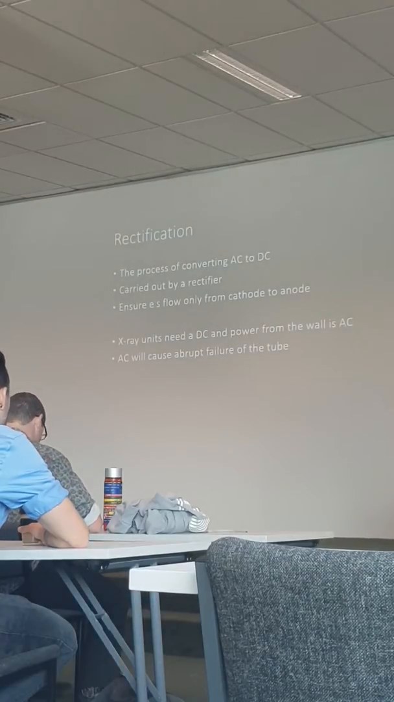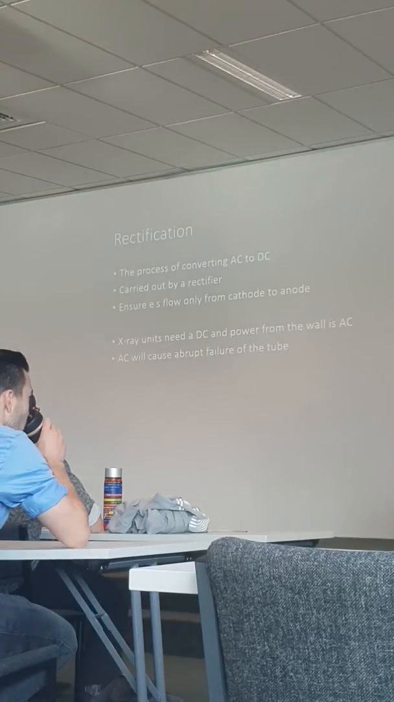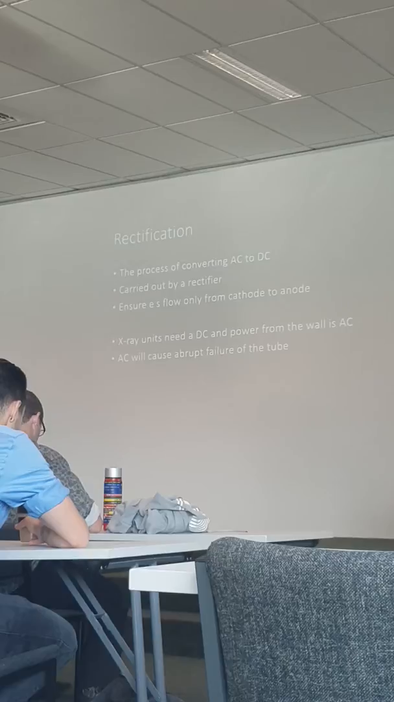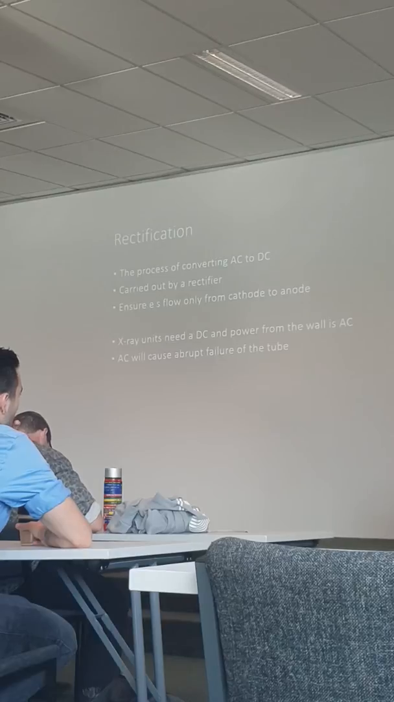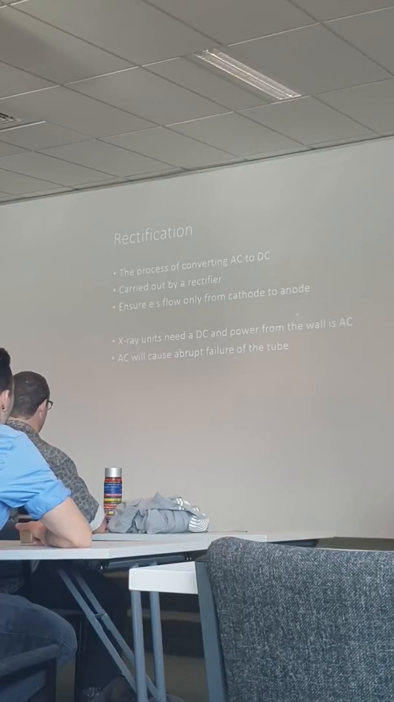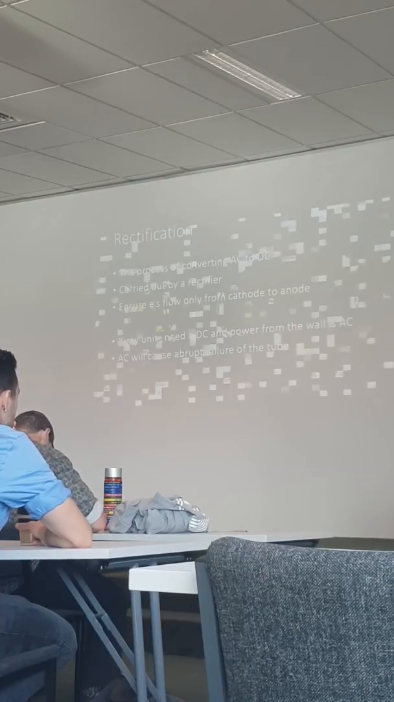So rectification, hopefully you remember what rectification is. The process of converting AC to DC. All of the power that comes out of the wall and around the world usually is AC. Generating X-rays, you don't want that back and forth voltage potential, you want just straight DC. So this is carried out by a rectifier, and that ensures electrons only flow from the cathode to the anode. AC will just blow up the tube, so it won't work at all.